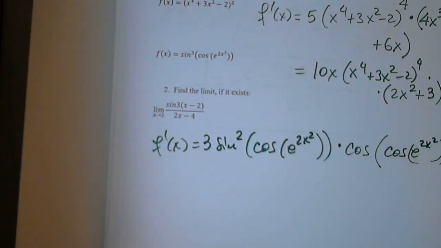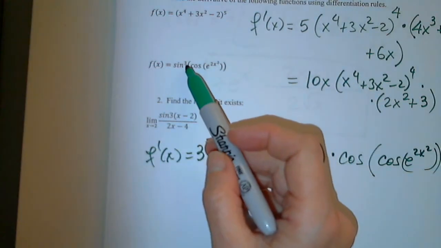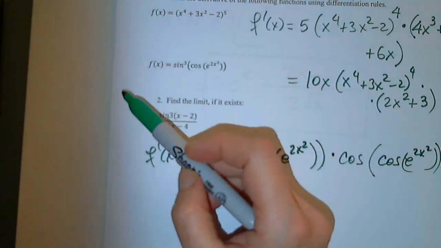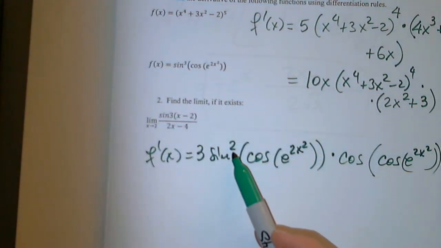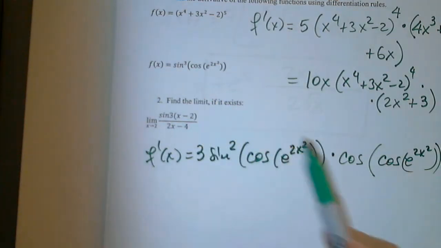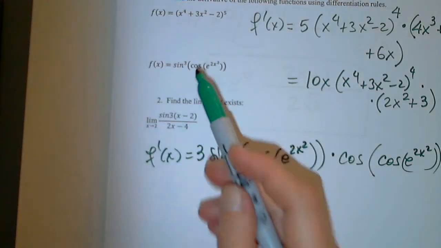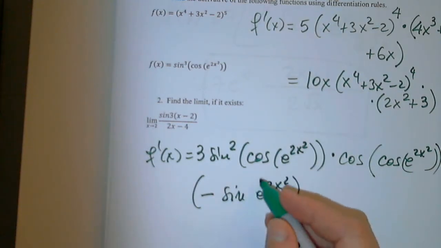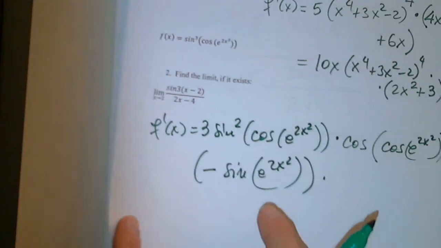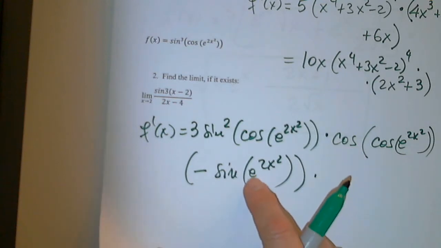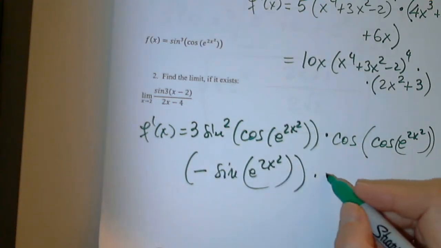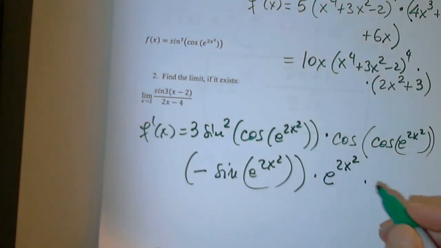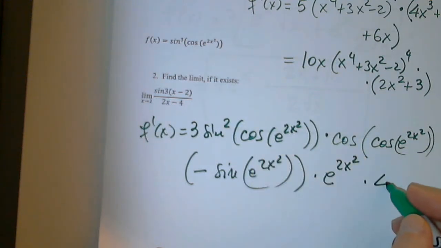So far, so good. So first I took care of the power, and I subtracted one from the power. Then I differentiated sine, which is this. Now I'm differentiating cosine, which is negative sine e to 2x squared. And now I'm finally inside. e to 2x squared prime is e to 2x squared, times the inner function prime, which is 4x.